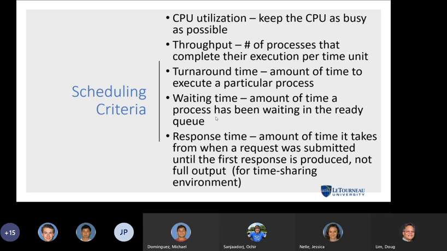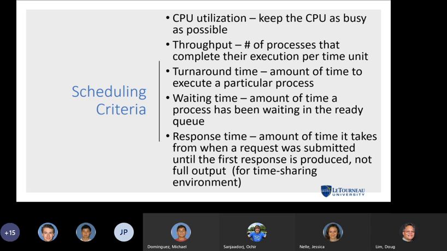So, scheduling criteria: CPU utilization. You try to keep the CPU as busy as possible, obviously. You don't want CPU cycles to go wasted. You want the ultimate throughput. You want as many processes as possible to complete their execution in a given time period, right? So you want all the processes, or as many as possible, to finish within a given period of time.